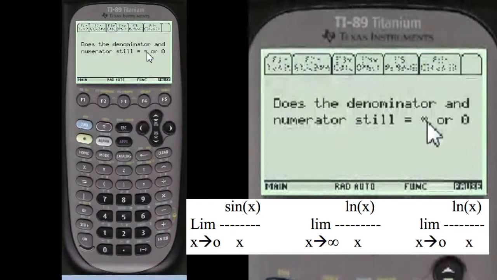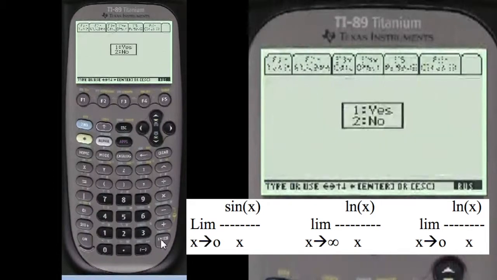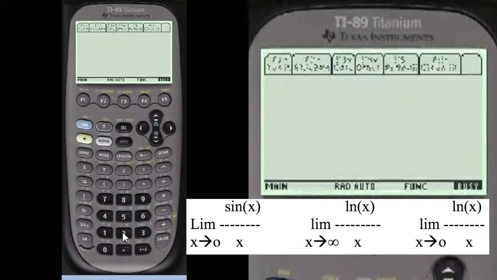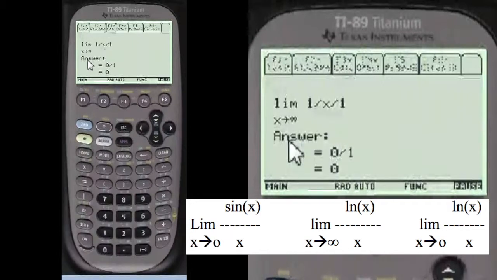So we say now both the numerator and the denominator are not equal to infinity or 0. So we choose number 2. And the limit is equal to 0 here, 0 over 1.